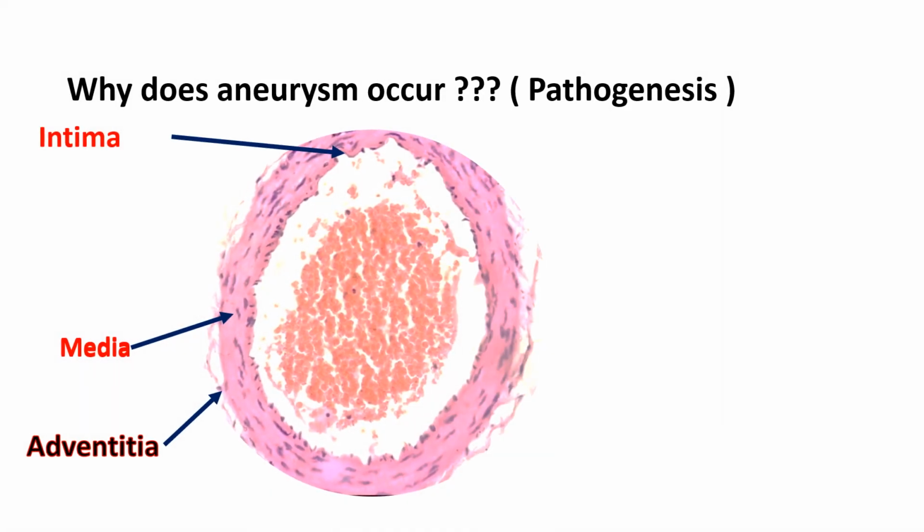Let's now learn about the pathogenesis of aneurysms. Before that, we need to know about the structure of the artery. As we have all learned, there are three parts of the artery. That is the intima. If you can see the lining over here, mainly the endothelium is present here. This is called the intima. And then we have the media, which consists predominantly of smooth muscles and some extracellular matrix. And then finally we have the adventitia, which is a loose connective tissue layer.